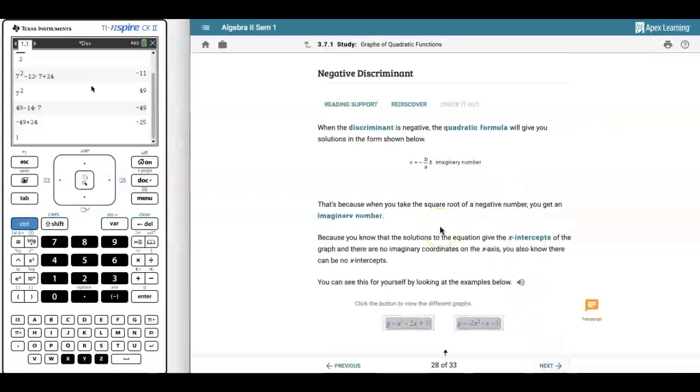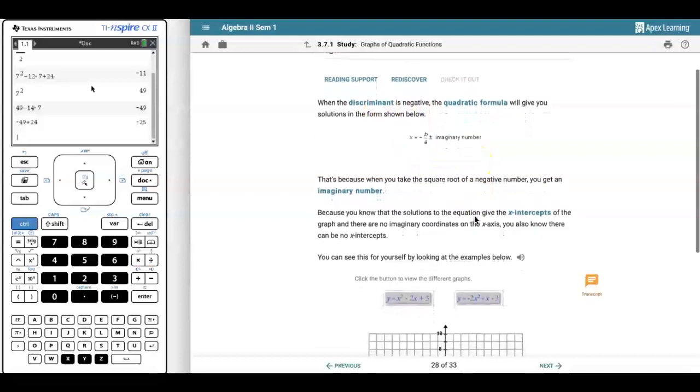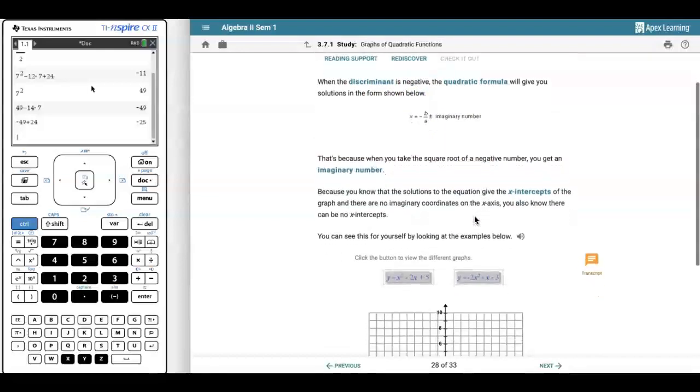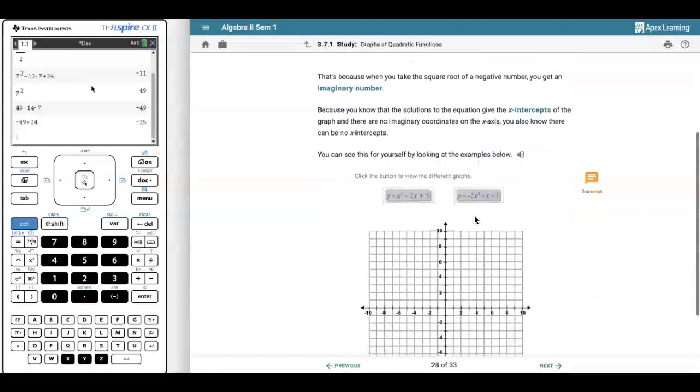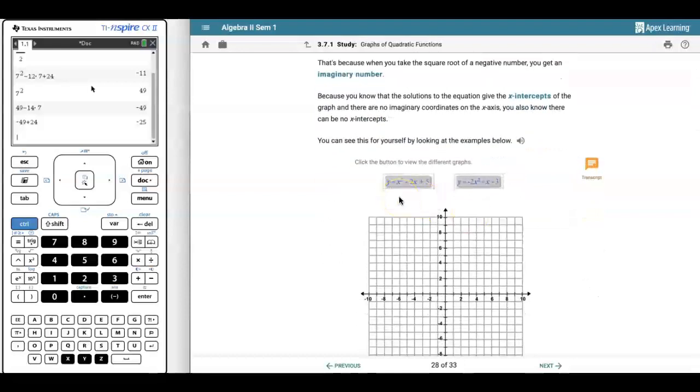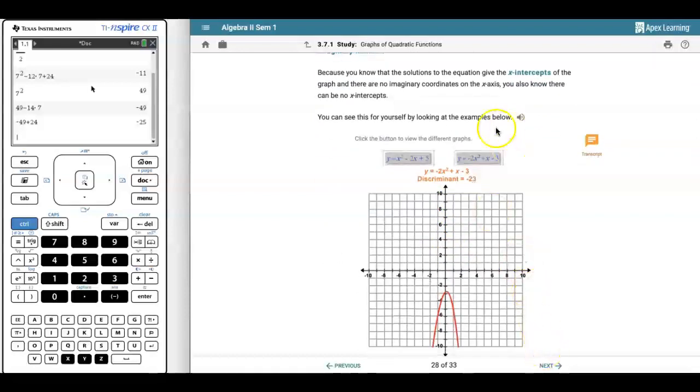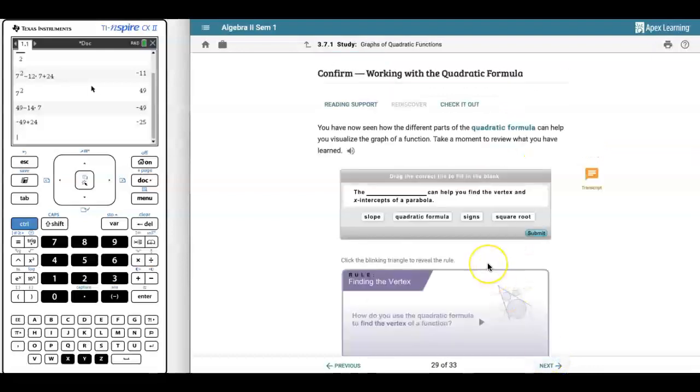And then finally, when the discriminant is negative, we'll have our vertex plus some imaginary number. But you can't plot an imaginary number. You don't see them. We end up having no x-intercepts. So there is no x-intercept. It does not ever cross the x-axis.